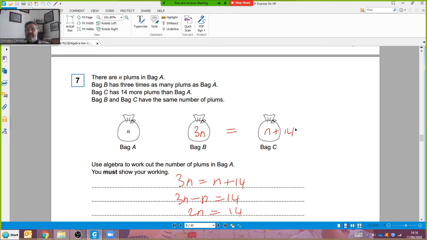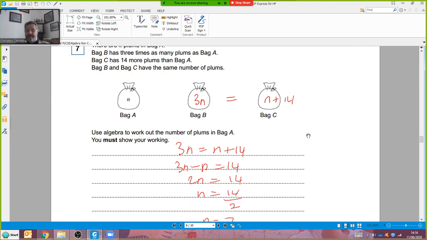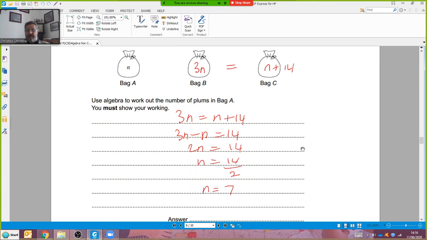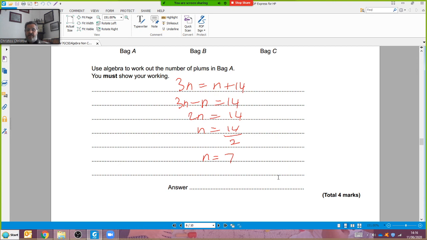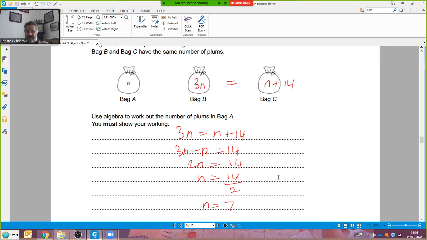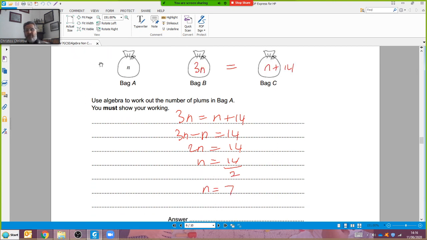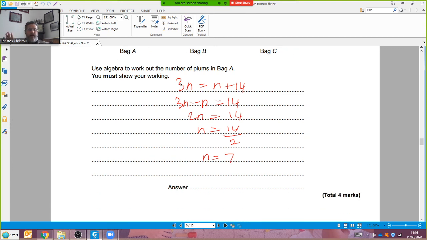Now I'm ready to leave my pictures alone and do the maths. And here it is. 3n is n plus 14. I bring my n over to the left and subtract, because that's the inverse of having a positive n on the right side. 3n take away a single n is 2 n's, and that still comes to 14. So n, the number of plums in the original bag, will be 14 divided by 2, which is 7. And that's what it's asking me to do. Work out the number of plums in bag A. Well, I've got 7 in there. I can stop there. I've got all my 4 marks.